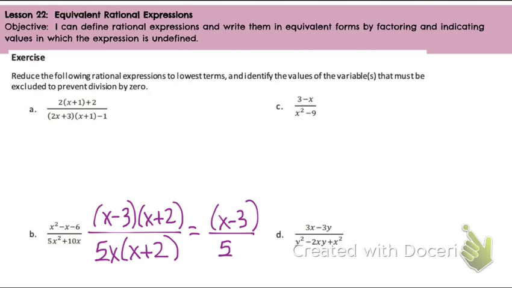over 5x. But remember, we have to look back at the original polynomial expression and figure out which values have to be excluded there as well. We know that x cannot equal 0, because 5 times 0 would be 0, and that would give you a denominator of 0. x can also not equal negative 2.